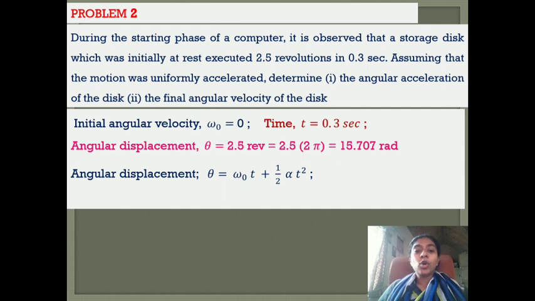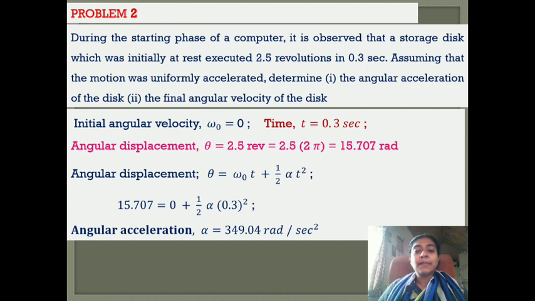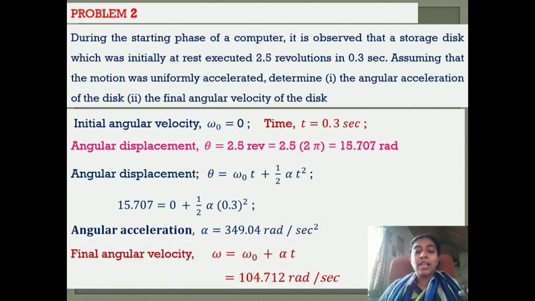Now we know angular displacement theta is equal to omega naught t plus half alpha t square, that is s is equal to ut plus half a t square. So substituting the values, theta is equal to 15.707 radians, omega naught is equal to 0, time as 0.3 seconds, we get angular acceleration alpha is equal to 349.04 radians per second square.